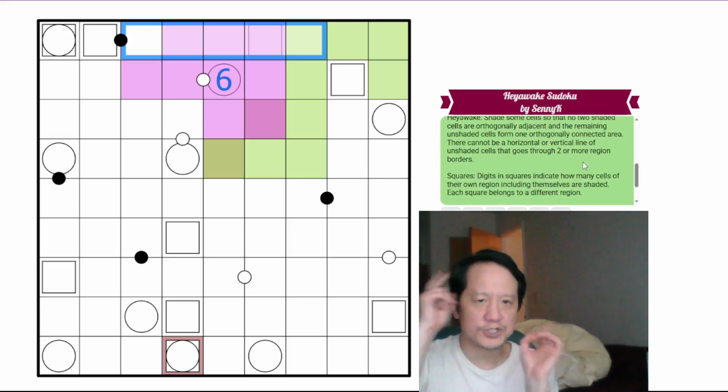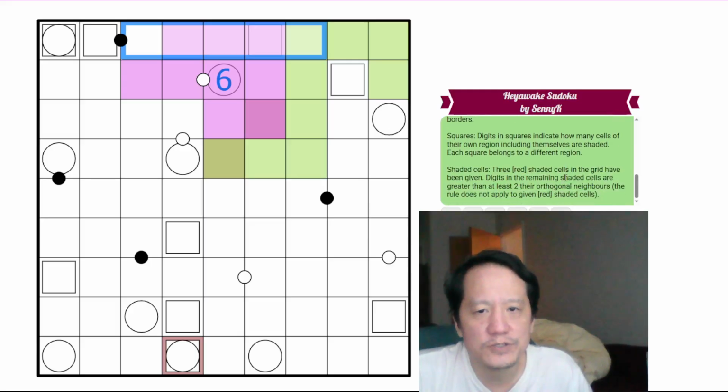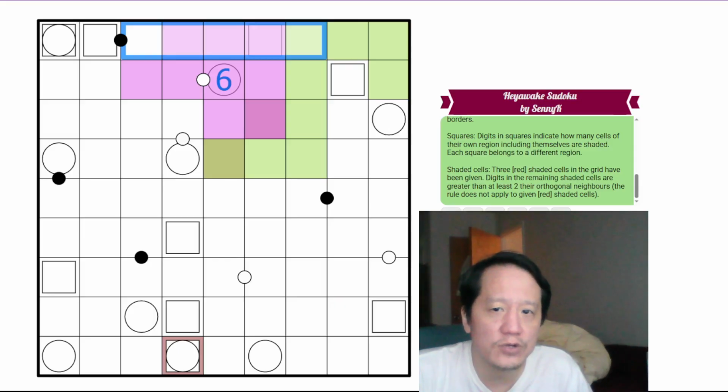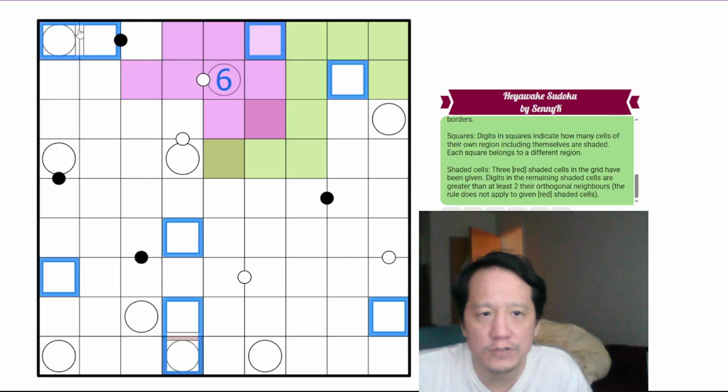And again, remember, the shaded cells cannot share an edge with any other shaded cell. And those are the Heyawake clues. We have squares, where digits in squares indicate how many cells of their own region, including themselves, are shaded. Interesting. And each square belongs to a different region. Huh. So that means we should have 1, 2, 3, 4, 5, 6, 7, 8, 9.